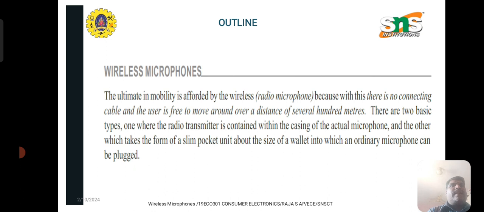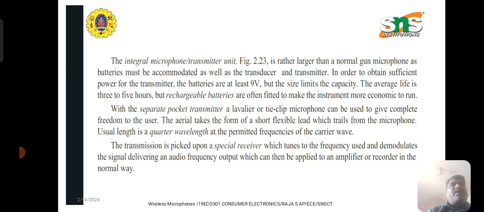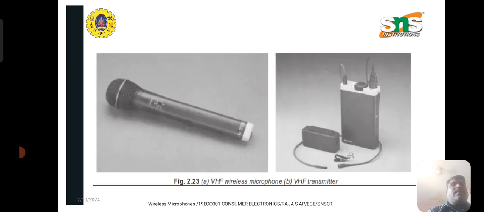One is the hand-held microphone, which we can hold in our hand free of wires, and the other is the packet based one. If any anchor or DJ needs to walk or move around to sing a song, we use this packet kind of microphone. This picture shows how the packet microphone looks.